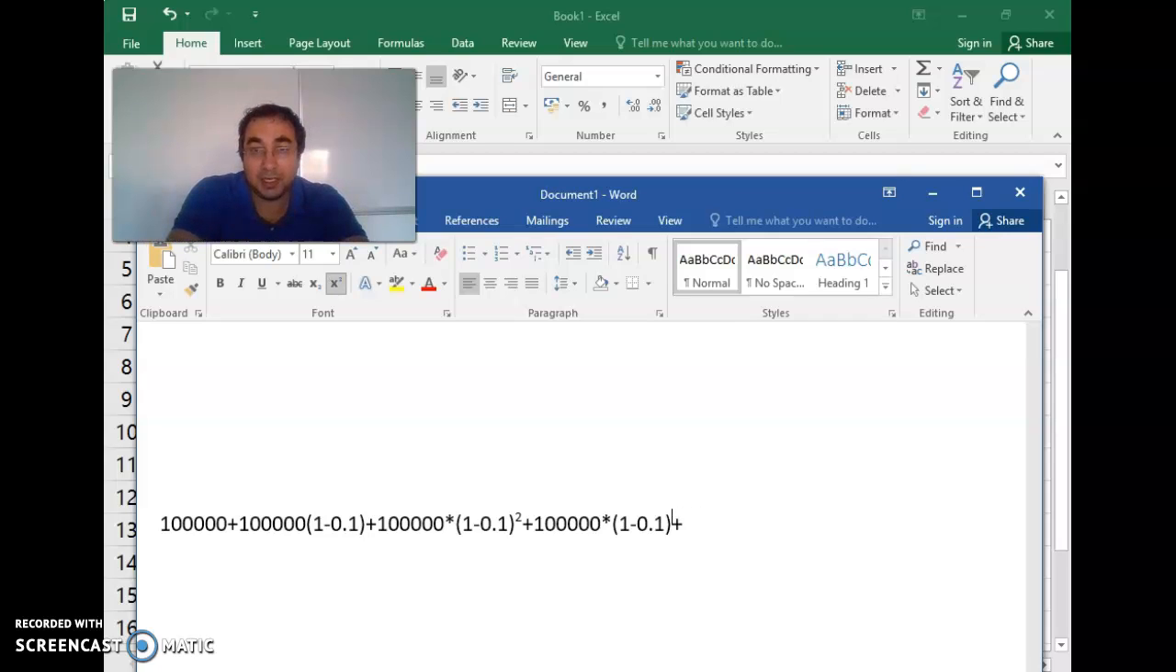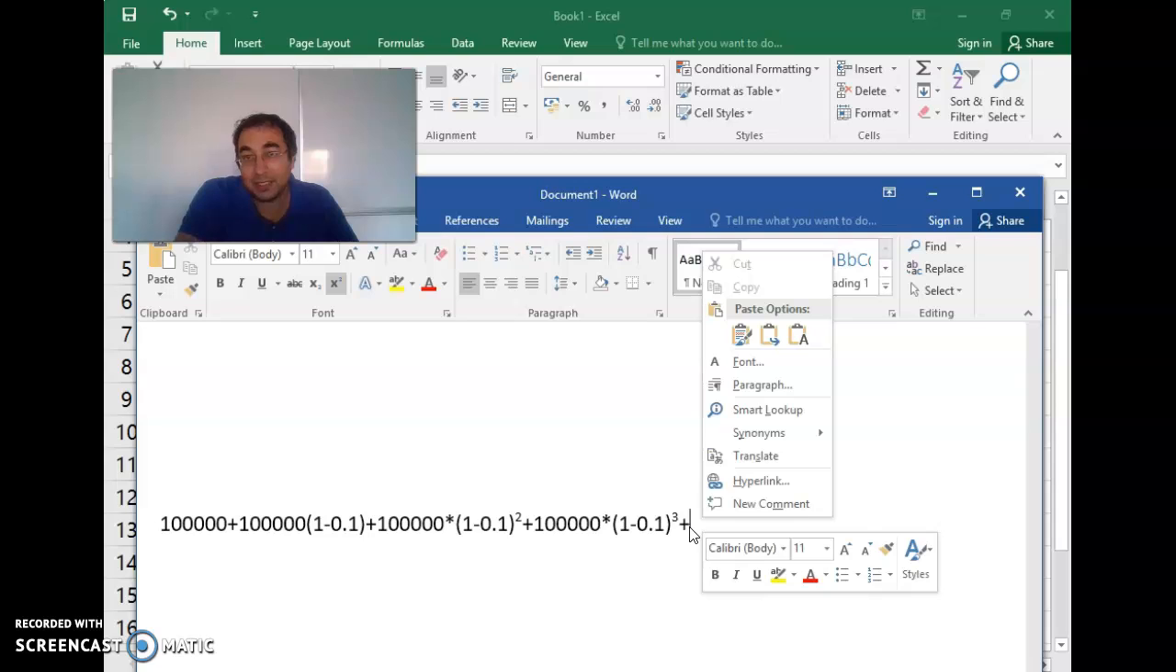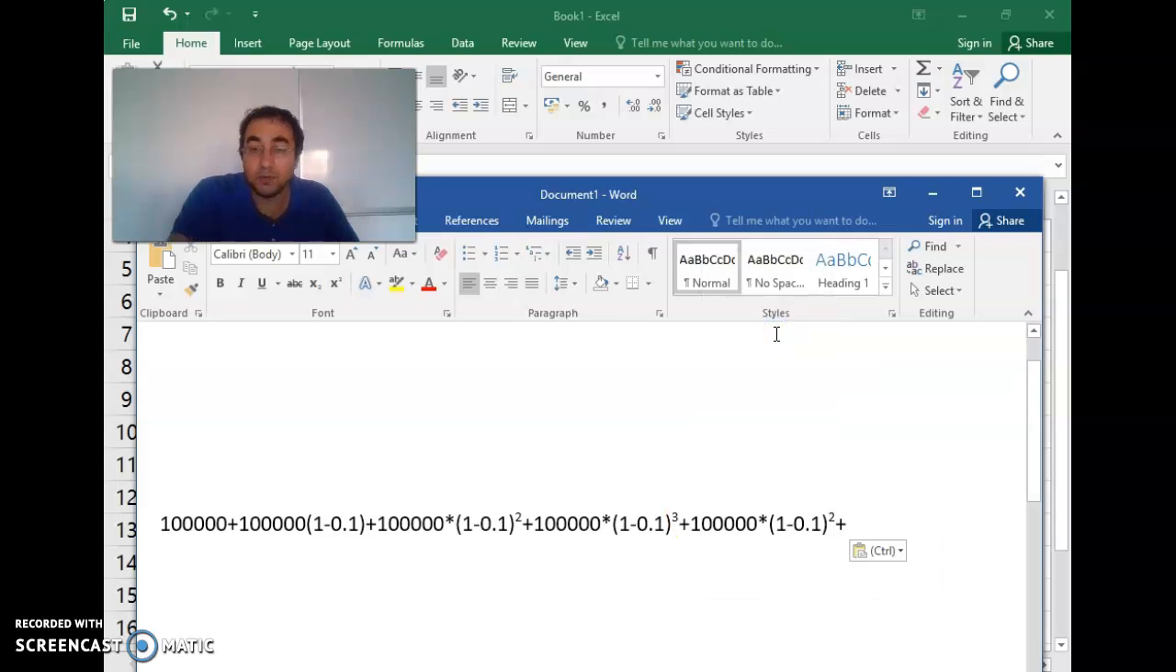So there will be an increase in the money supply, which is equal to 100,000 times 1 minus 0.1 in parentheses to the power of 3. Next time we will have the same expression, but to the power of 4. And it will go like this. So you have already seen this expression. If this is the case, we know that we can just summarize this in this way.